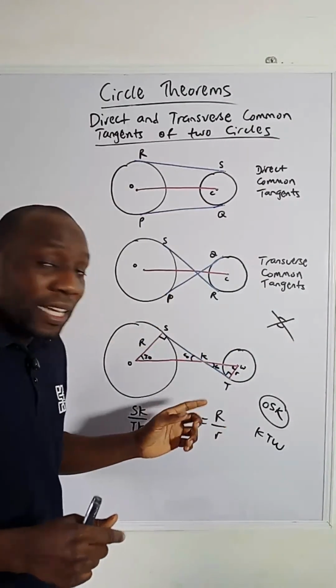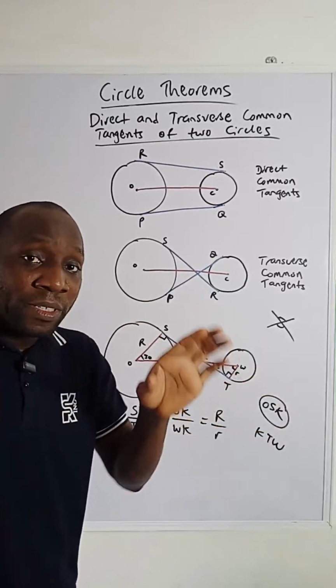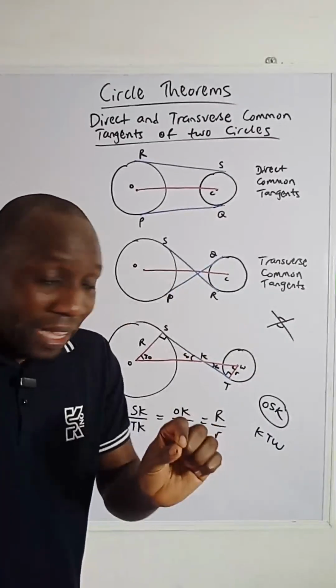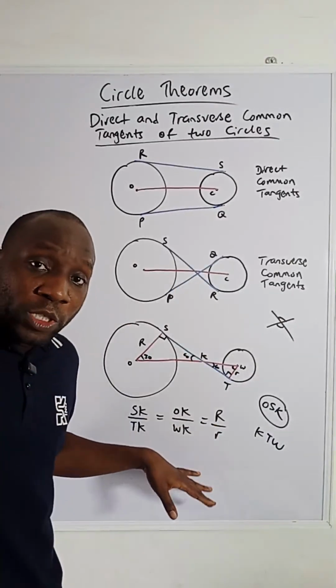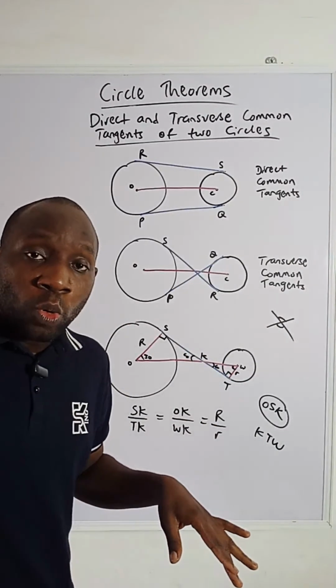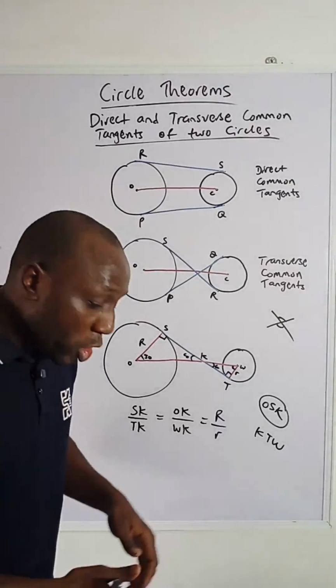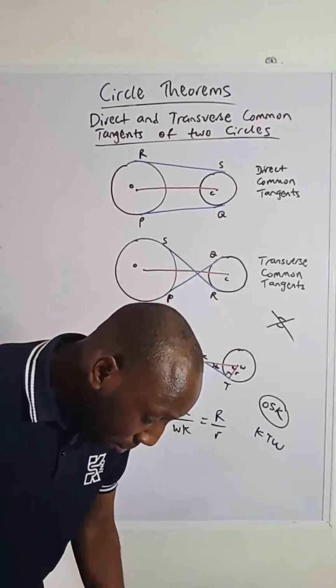If they intersect, you will end up having two right angle triangles, and those two right angle triangles are similar, and then the ratio of their corresponding sides are also similar. So I just had to explain this relationship so that you understand everything I am doing in this lesson.